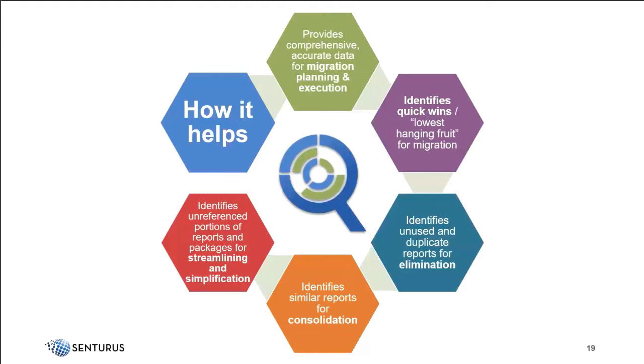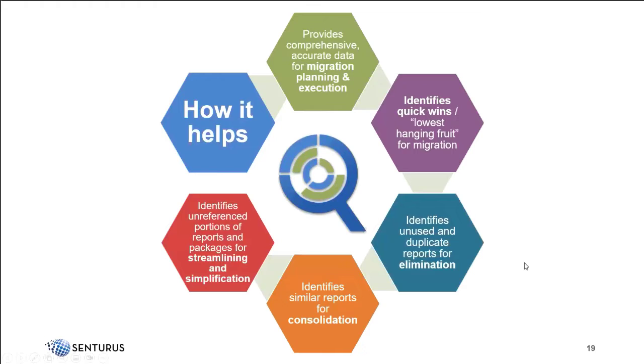So how does it help? Well, number one, it gives you comprehensive, accurate data to do your migration planning and execution. It's much less error prone than the manual approach because it pulls everything in, makes sure you don't miss anything, and gives you a bunch of ways to slice and dice that information to make the decisions that make sense for your organization. It also helps you identify quick wins. So lowest hanging fruit is always a good thing to go for when you're doing a migration. So the migration assistant helps you figure out which things will be both the easiest to migrate and have the most impact.